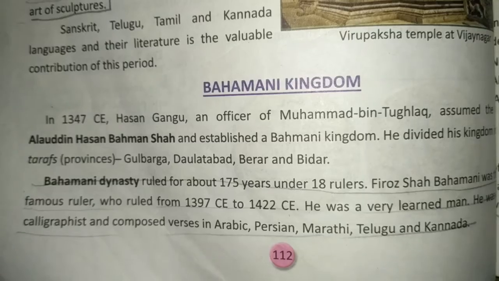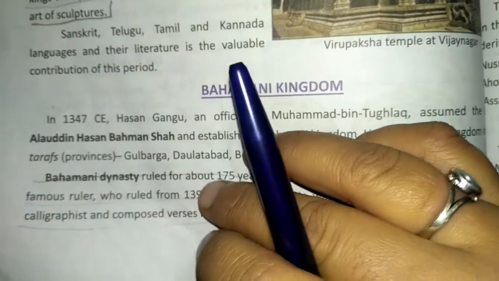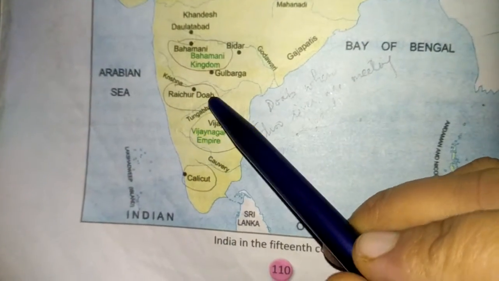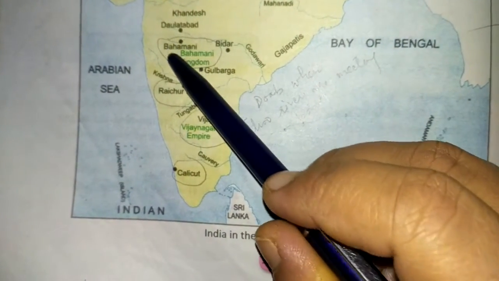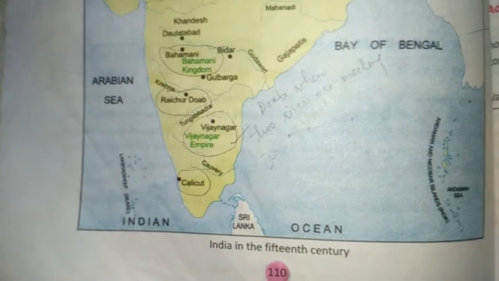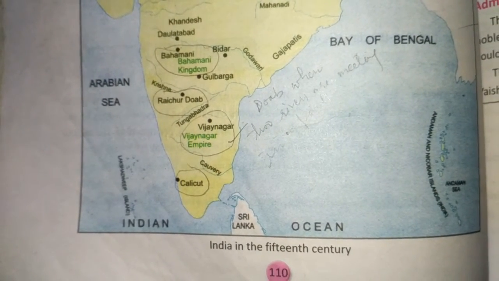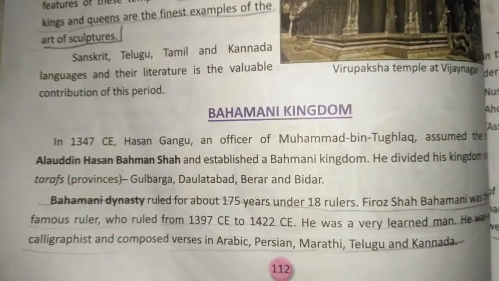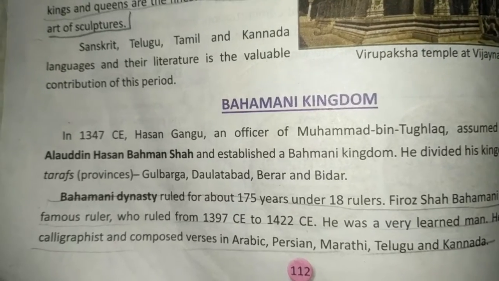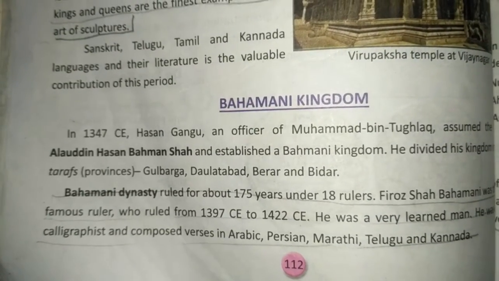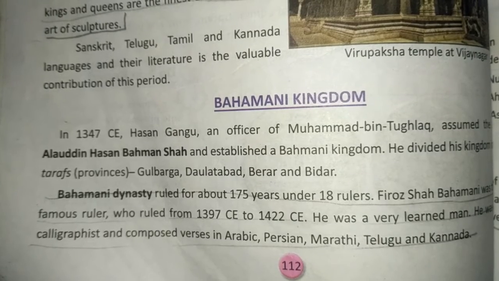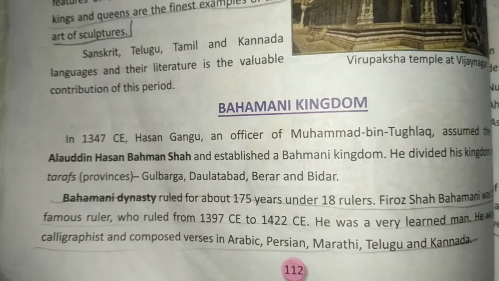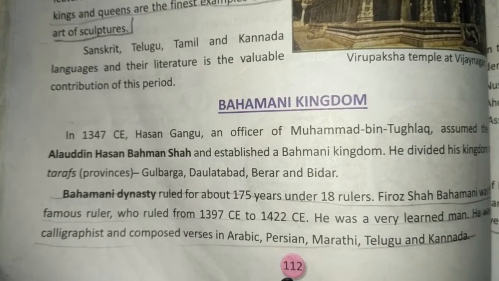Bahmani Kingdom, you must see on the map where the Bahmani Kingdom is. It is in the Maharashtra area. It was a very important and powerful area near the Raichur Doab, which was very important from the point of view of conquest. That's why Vijayanagar was against the Bahmani and wanted to control the Bahmani kingdom. So here we can start the Bahmani kingdom.